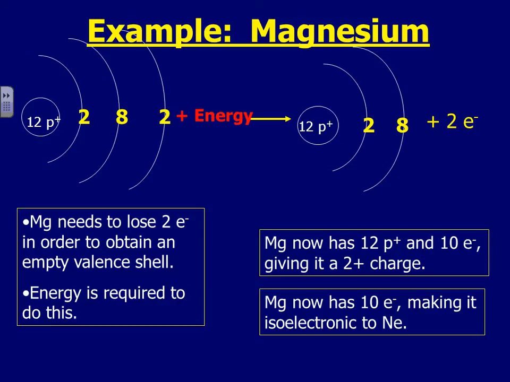So we'll use magnesium as our example. 12 protons, 2, 8, 2 is the electron configuration. Notice we're adding energy. If this is like a little chemical equation, which it kind of is, you'll notice I've got energy on the left. That means I've inputted energy. I'm putting energy into that. That energy could be electrostatic potential energy. I could use maybe something like a Tesla coil.